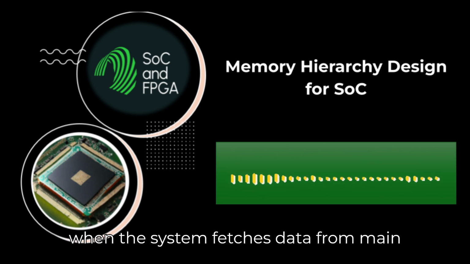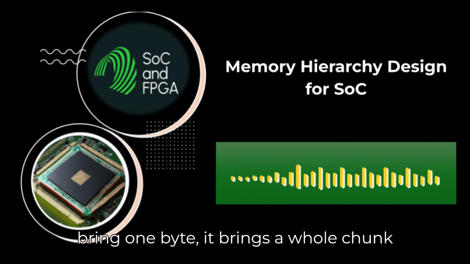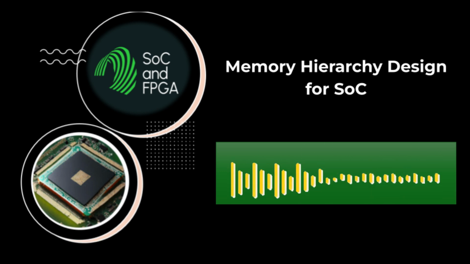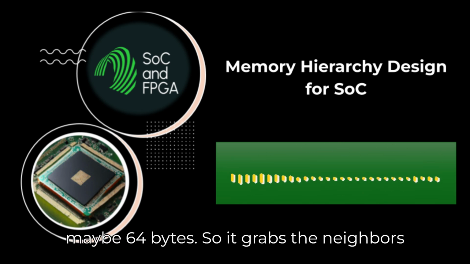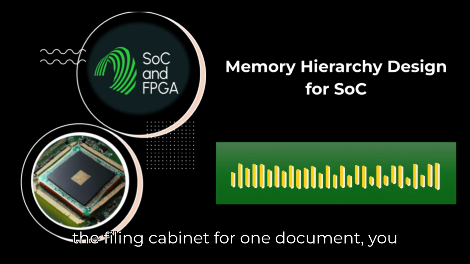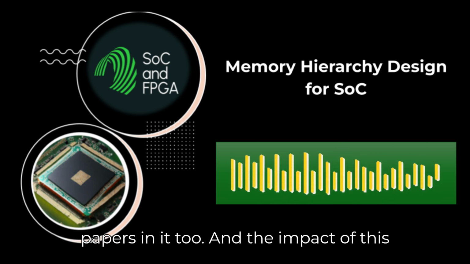This is why when the system fetches data from main memory into the cache, it doesn't just bring one byte, it brings a whole chunk called a cache line or cache block. Yeah, maybe 64 bytes. So it grabs the neighbors too, figuring you'll probably need them. That's the idea. It's like if you go to the filing cabinet for one document, you might as well grab the whole folder because chances are you'll need the other papers in it too.